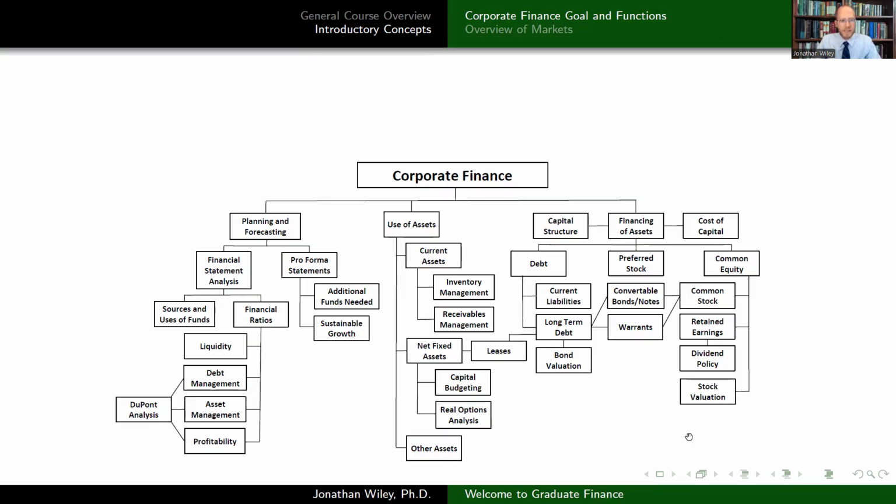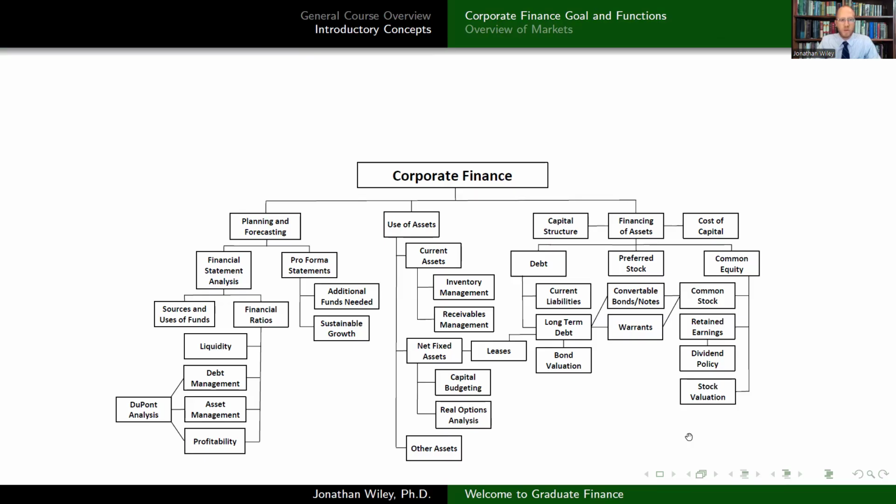If you think about financing of assets, that invokes a couple of related topics. Among them would be capital structure. Capital structure is just a fancy way of saying the mixture of debt, common equity, and preferred that we've used to pay for all these assets we've got. So it's just what mixture. Some businesses use a lot more debt.